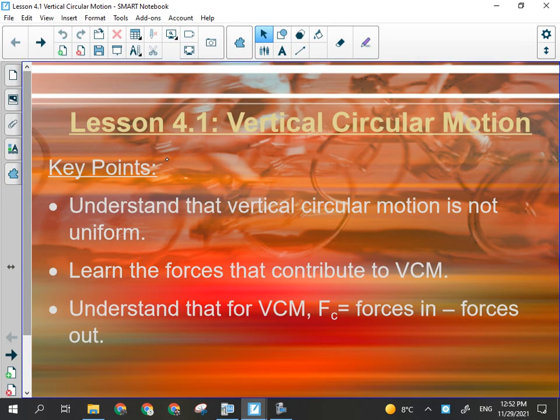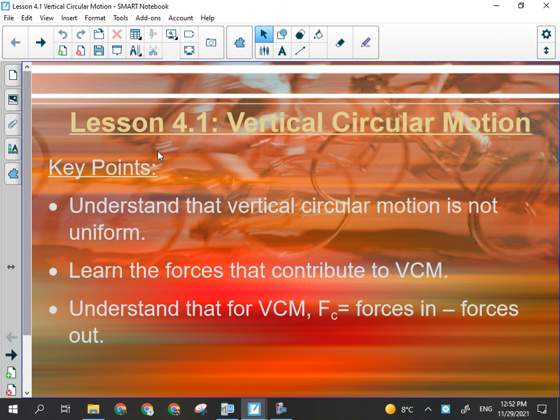Okay, so for vertical circular motion, now when we're dealing with a vertical circle, it works differently than all the stuff we've been talking about up to this point. Up to this point, we've been dealing with uniform circular motion, something moving in a horizontal circle where the speed is constant. And if the speed is constant, the centripetal force is constant.